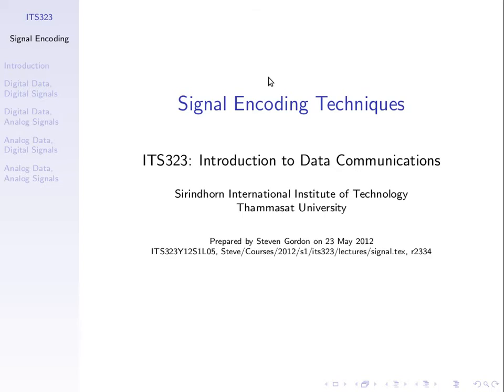Which is going back to some things we've already discussed. We have data to send from A to B. We transmit some signal from A to B that carries that data. So there's some mapping from the data to the signal. And how we do that mapping is called signal encoding techniques. We encode our data onto a signal.